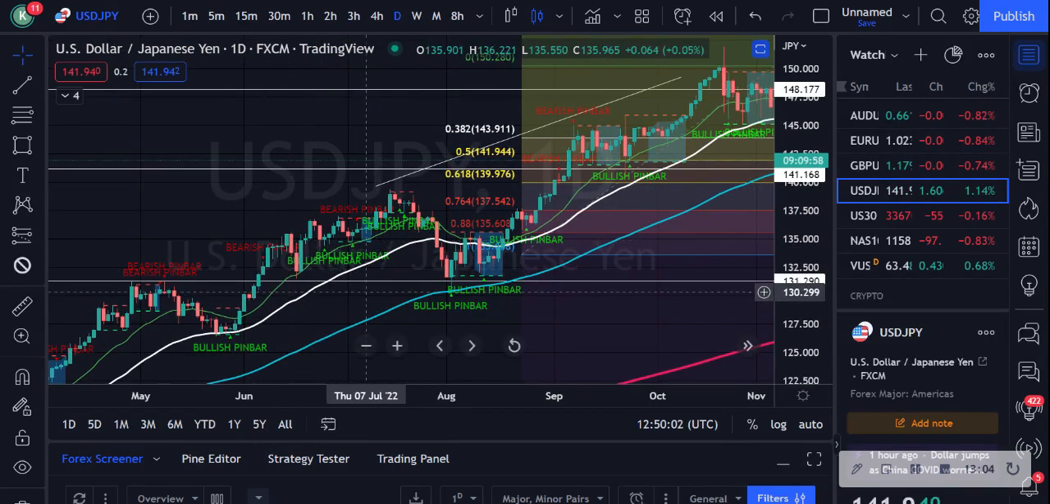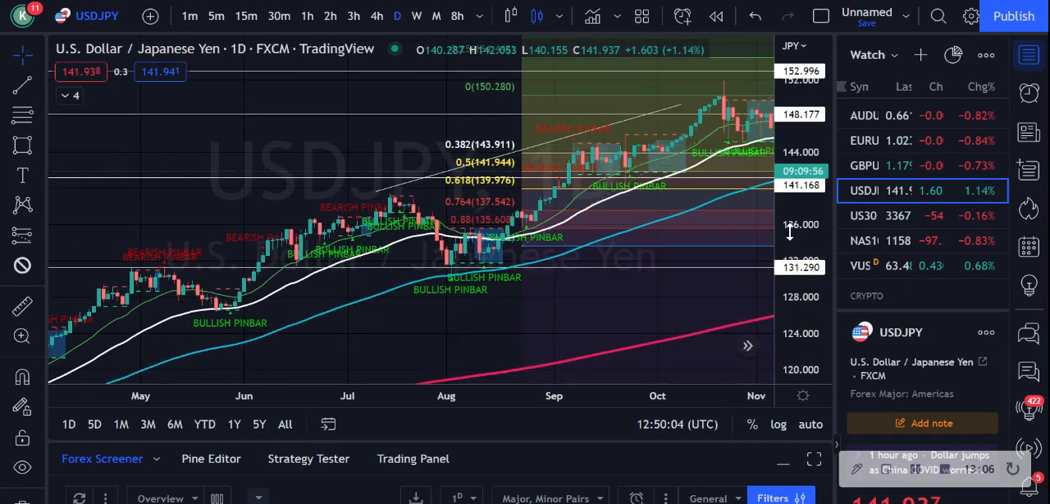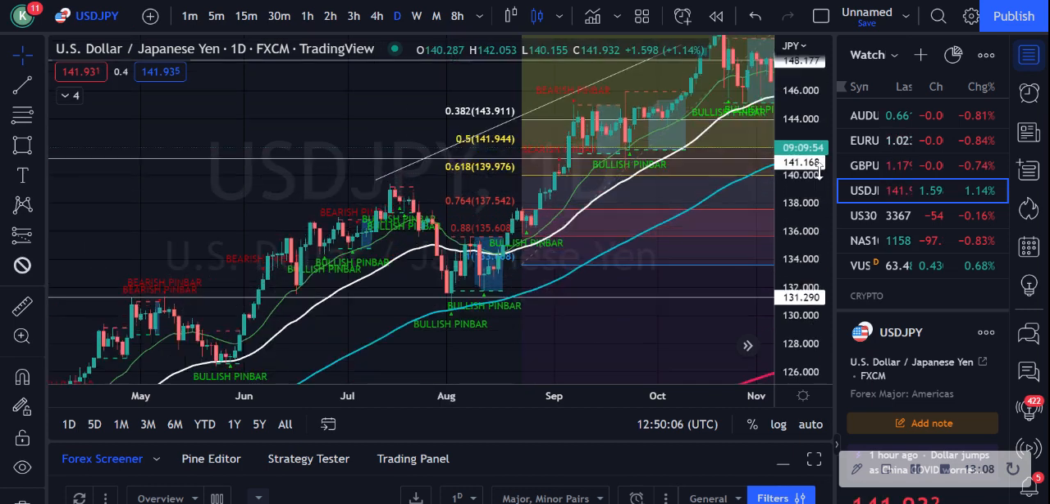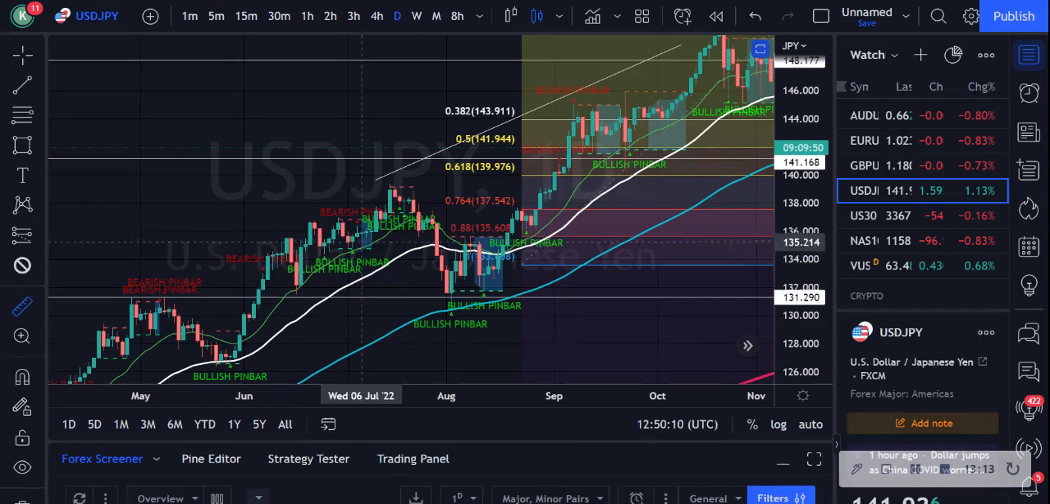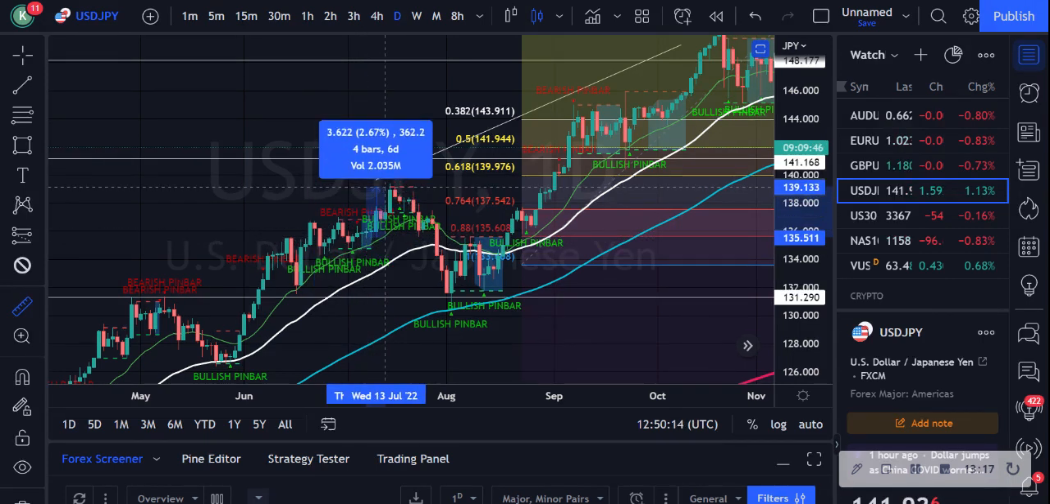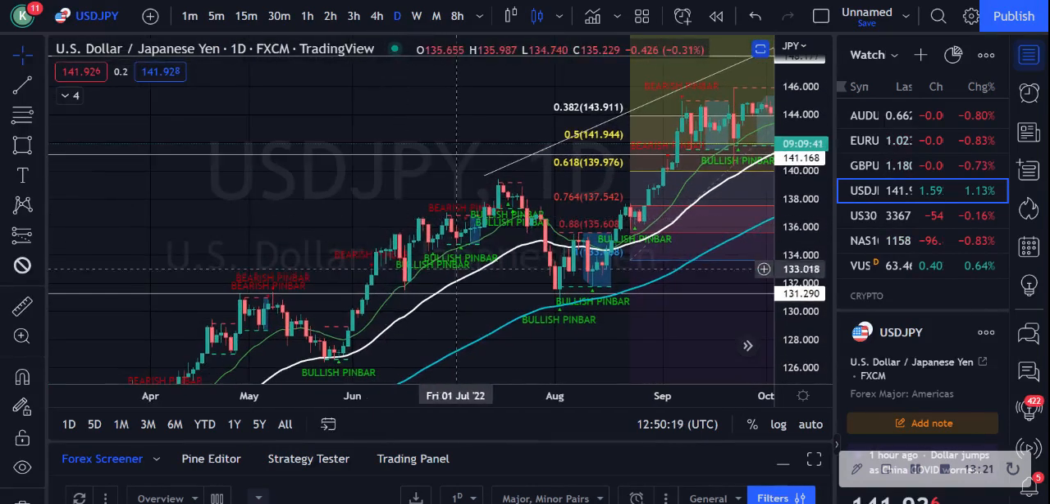So it's all lined up. Can you see all my moving averages are lined up, right? And just look at that. You've got a bullish pin bar print here. You would have taken entry here, literally zero drawdown, and you would have caught 362 pips, right? Almost zero drawdowns, nothing.